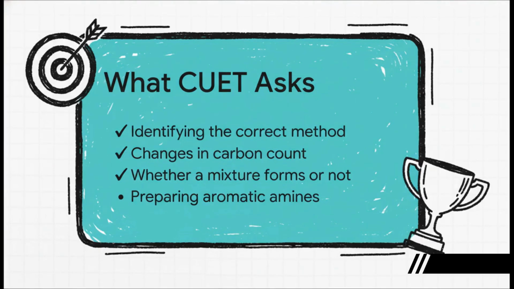First, they'll expect you to pick the right method for the job. Second, and this is a big one, a really common trap, you've got to watch that carbon count. Does it stay the same? Does it change? You have to know. Then, of course, the whole pure product versus messy mixture thing is huge. And finally, they love asking about making aromatic amines, like aniline. Don't worry, we're hitting every single one of these points.